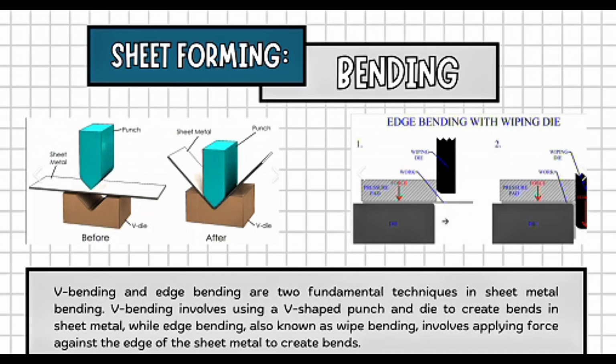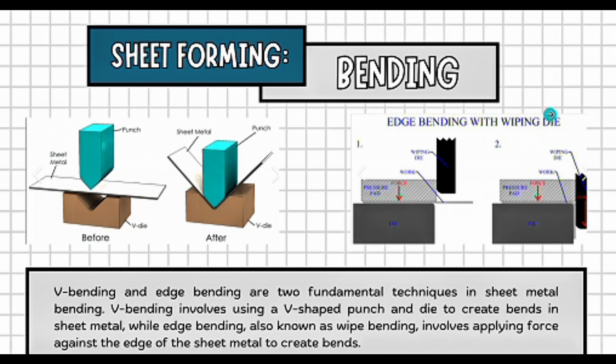More complicated wiping dies can be designed for bend angles greater than 90 degrees because of the pressure pad. Wiping dies are more complicated and costly than V-dies and are generally used for high production work.